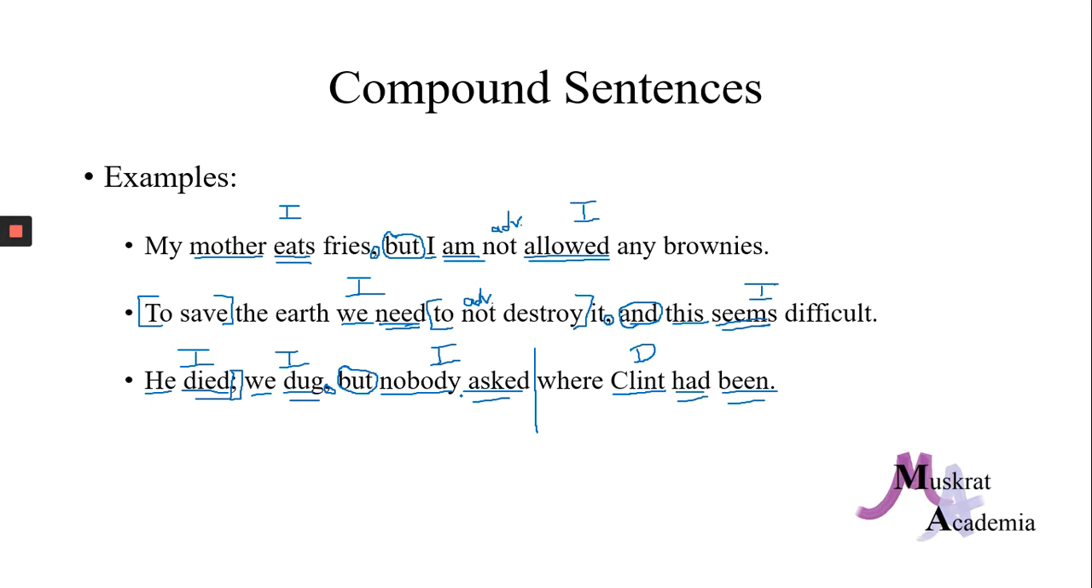So this sentence here is I, I, D. It is not compound. If it was just I, it would be compound. But because we have this dependent clause, this is not a compound sentence. It is a compound complex sentence. We have more than one independent clause, and we have at least one dependent clause.